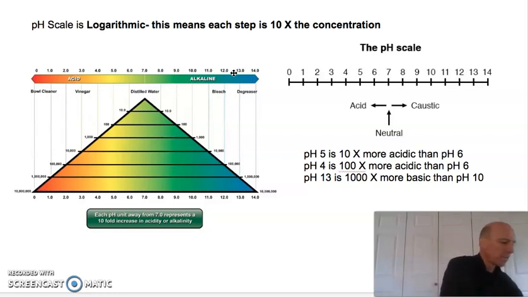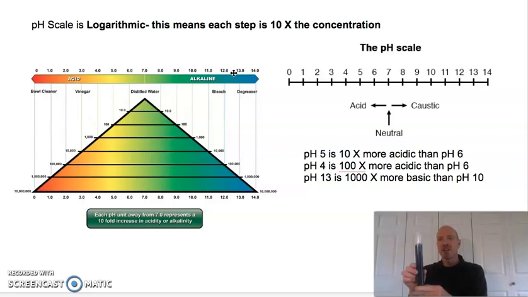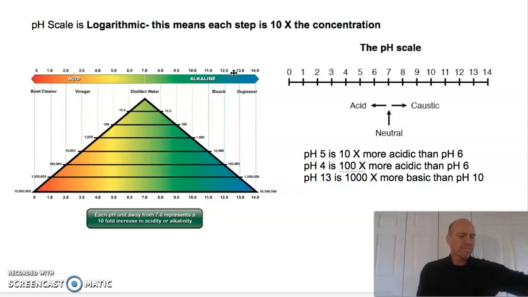Works the same way with the base scale going backwards, and I won't do it, but if this was our pH 14, I'd make a pH 13 by taking 10 milliliters of that, 90 of water, and then right on down the line. And so that's what the pH scale is all about. Hopefully that gives you an appreciation for it.